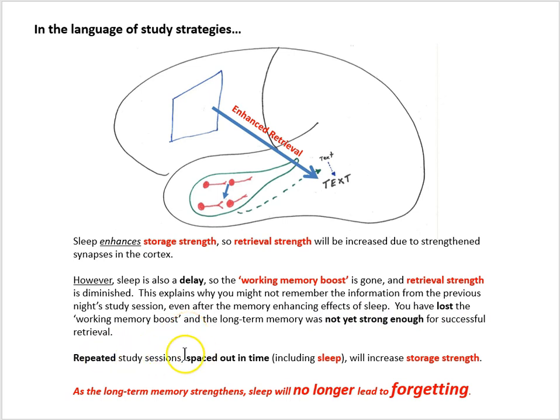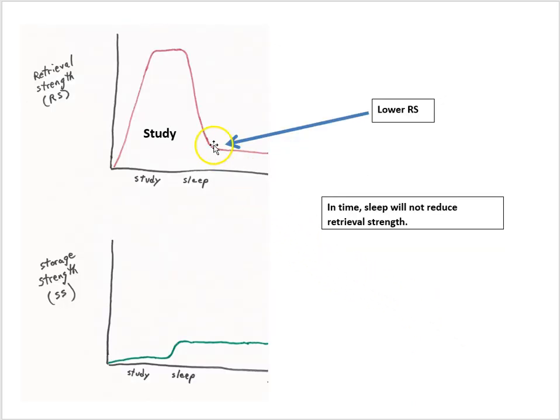Now, repeated study sessions spaced out in time, including sleep in between those study sessions, will increase storage strength. And as the long-term memory strengthens, sleep will no longer lead to forgetting. So in time, sleep will no longer lower the retrieval strength because we will have boosted the storage strength to a sufficient level that we can retain our access to the information even after the delay from sleep.